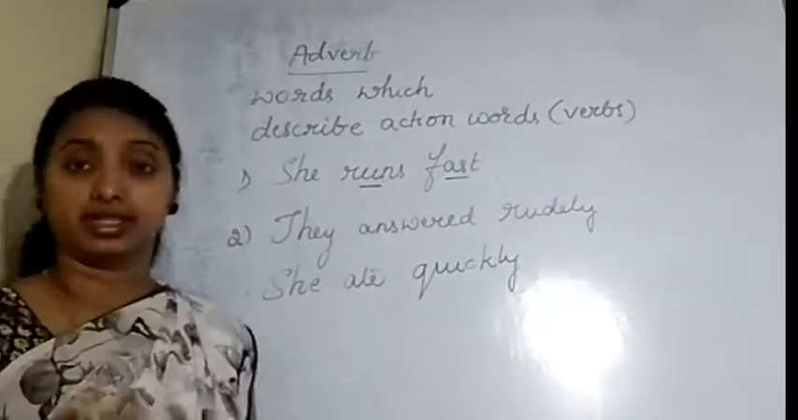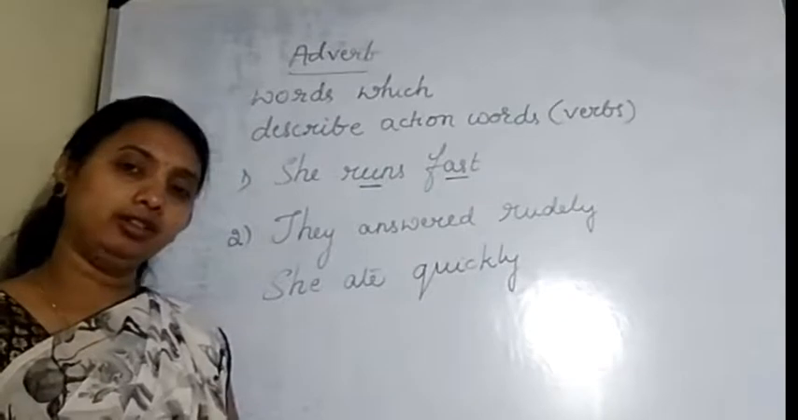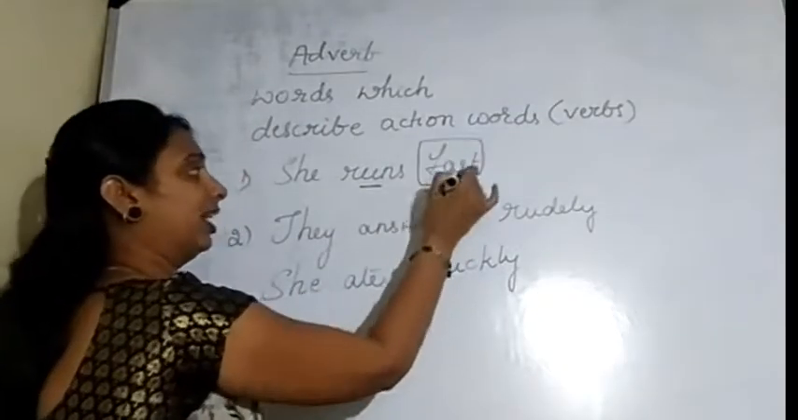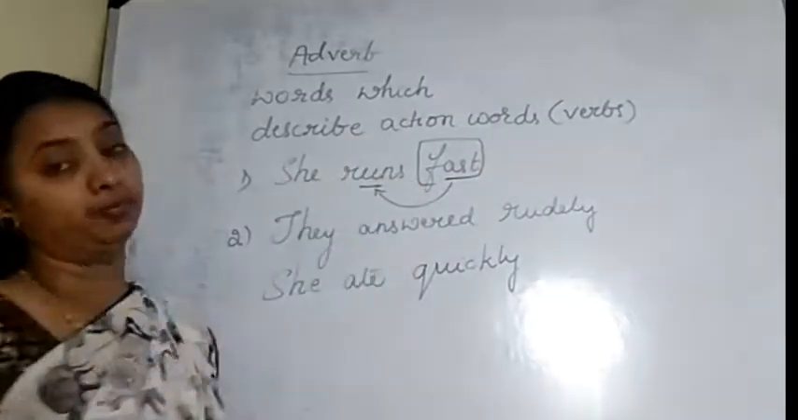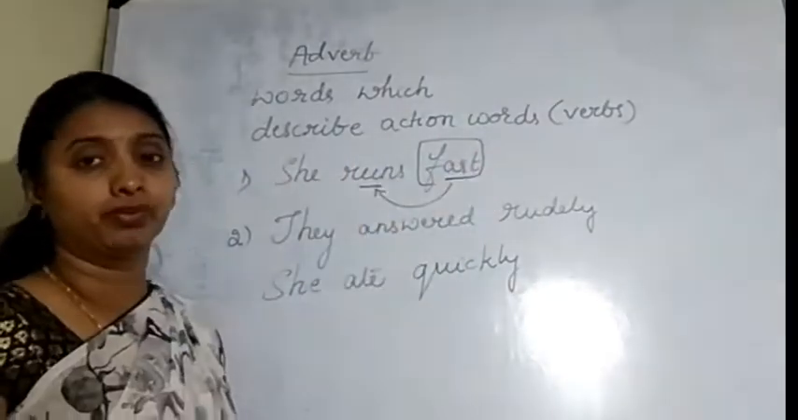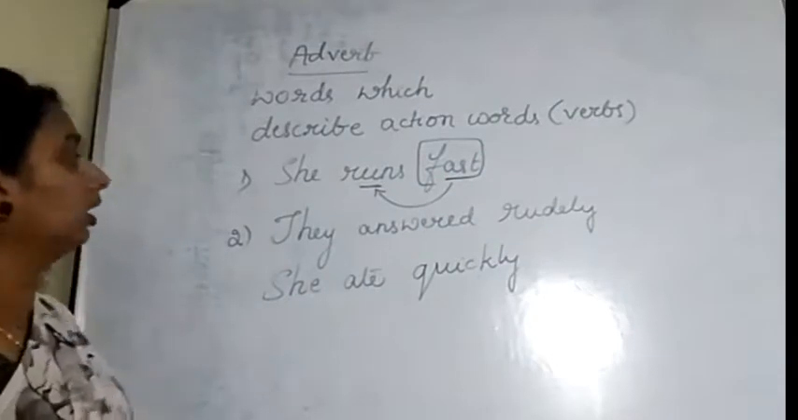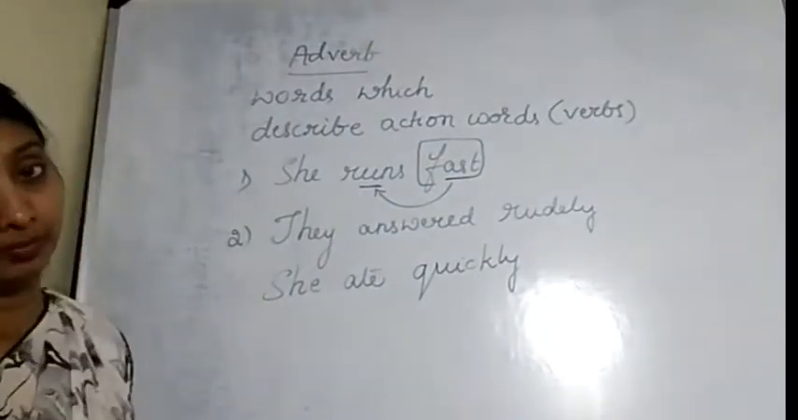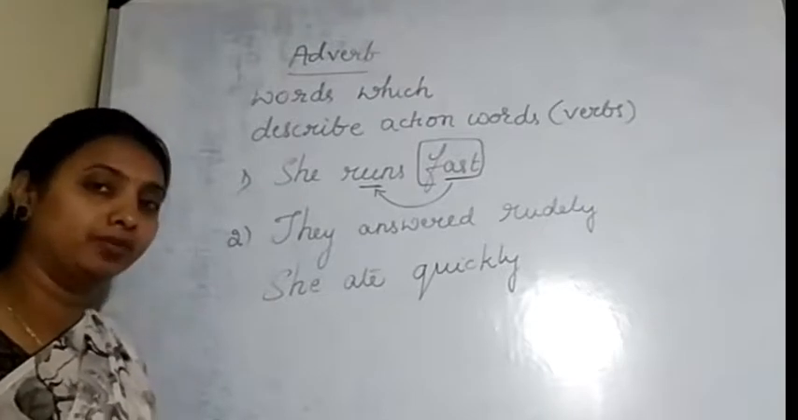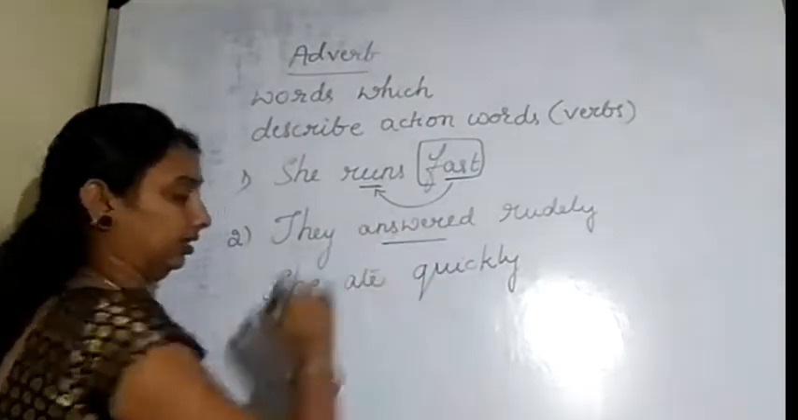Runs is a verb. How does she run? She runs fast. So, fast is saying something about the verb runs. That is why this fast is an adverb. We'll take another example. They answered rudely. First you find out the verb here. Which is the verb? Answered.